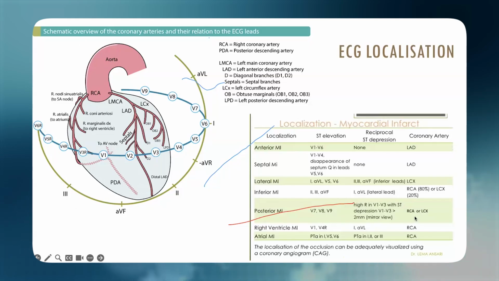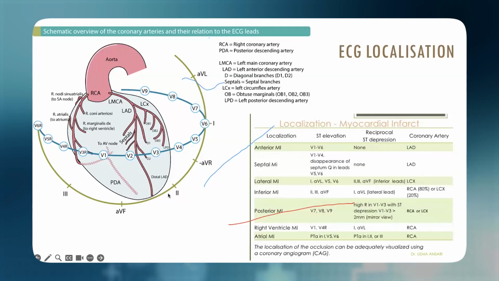So this is the localization chart. I think most of you mostly know this. In anterior MI, there will be ST elevation in V1 to V6. In septal MI, there will be elevation in V1 to V4 and disappearance of septal Q in leads V5 to V6. V5 to V6 will probably not have any ST elevation. This all signifies LAD occlusion. Lateral MI, there will be elevation in 1, aVL, V5, V6 facing the lateral wall, and ST depression in inferior leads, which shows an LCX occlusion.